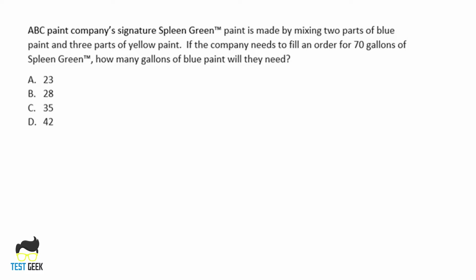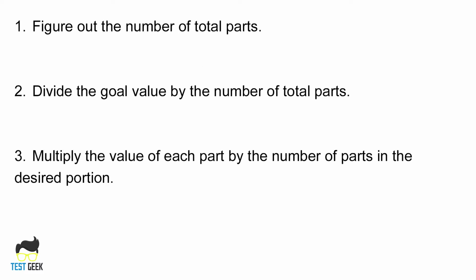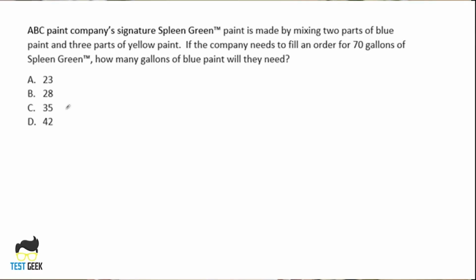Once we know that, we can use this 3-step simple process. Figure out the number of total parts, divide the goal value by the number of total parts, and multiply the value of each part by the number of parts in the desired portion. With anything, ideally you do enough practice that this 3-step process becomes more intuitive than a memorized process, but either way, even if you memorize it, this can be really helpful on test day. So let's use this process to work through this problem.